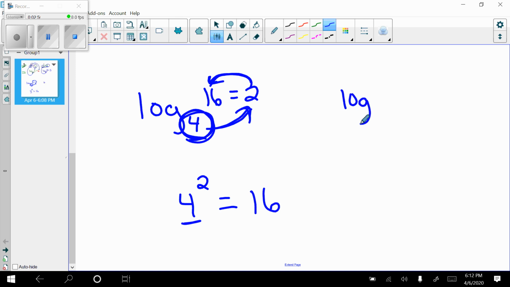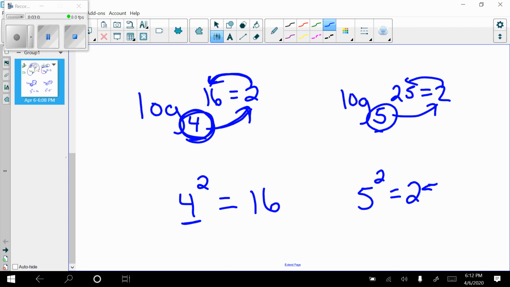So log, I'm doing ones you should be familiar with. Right, so that would mean 5 to the second power equals 25. So part of your homework is just going to be going back and forth, changing log to exponential form and changing from exponential back to log.